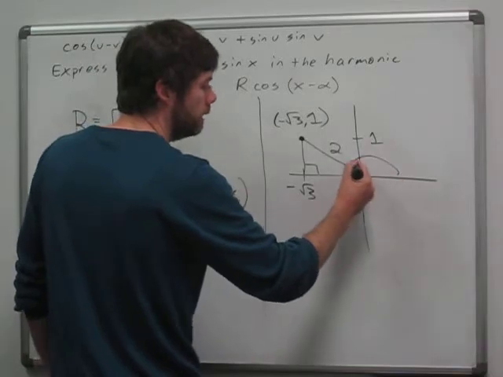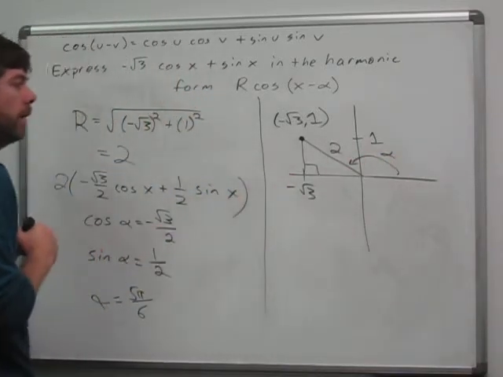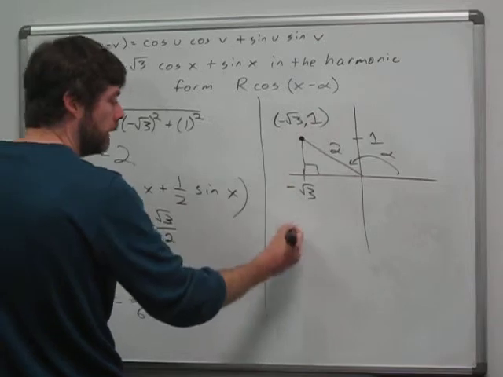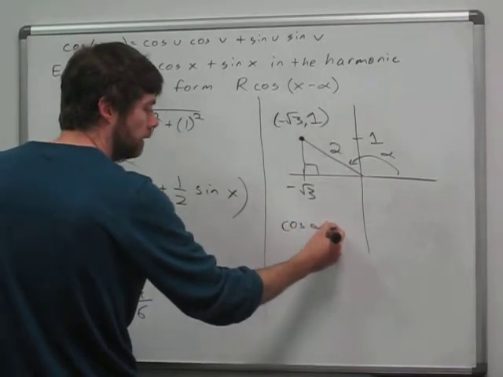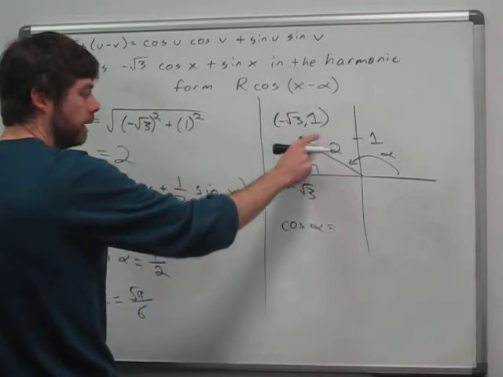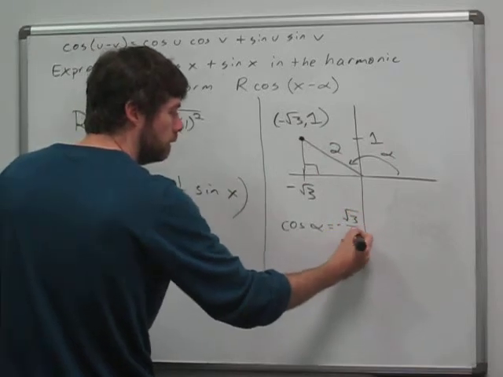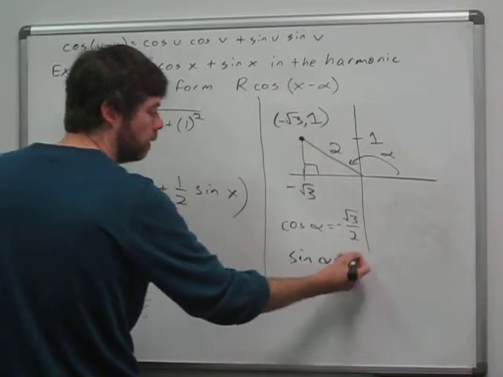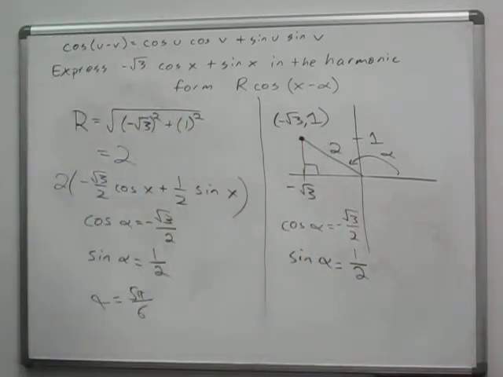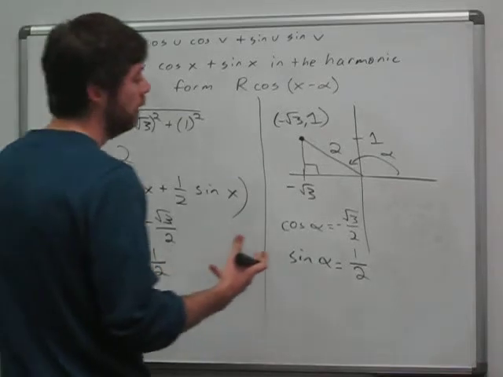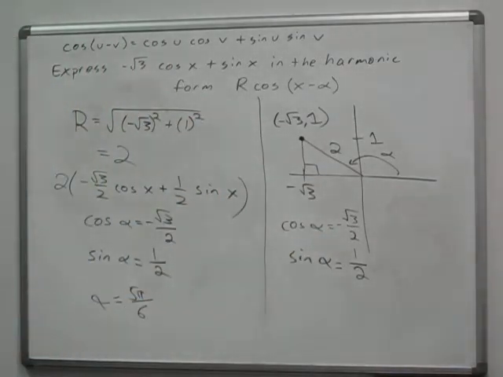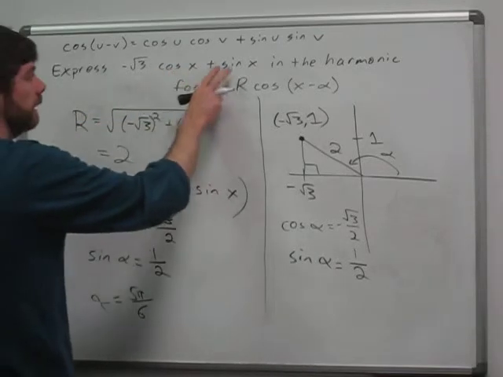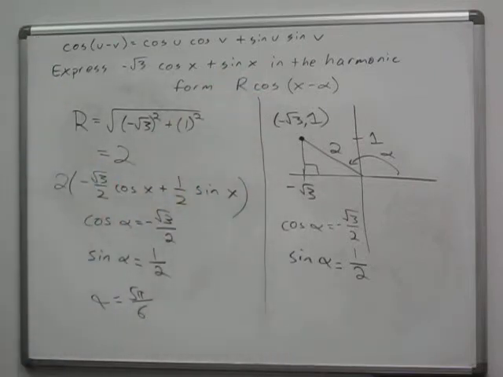And so here is the angle alpha that I want, and cosine of alpha has to be the x-coordinate over the hypotenuse. Sine of alpha has to be the y-coordinate over the hypotenuse. So this is the picture that we are going to use to help us work through these problems where we want to convert some expression involving cosine x and sine x into the harmonic form.